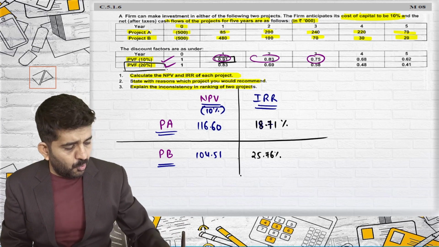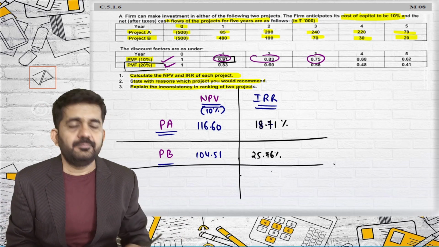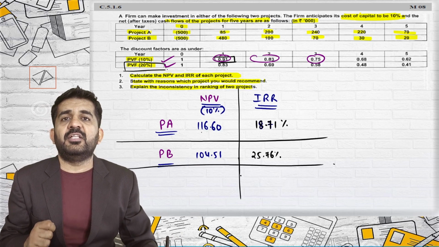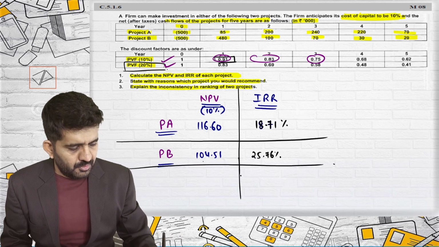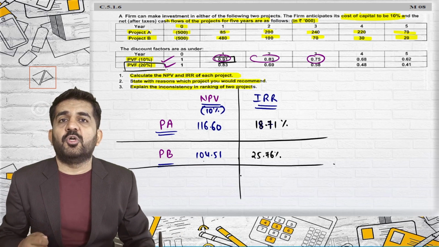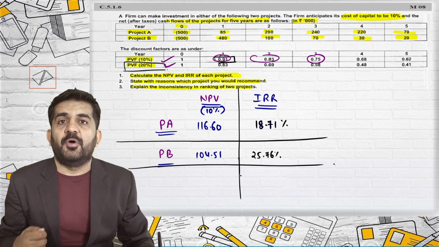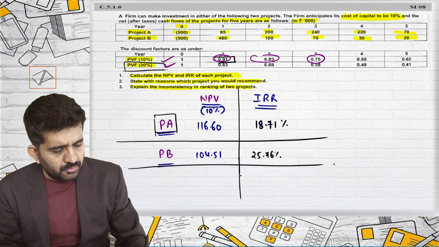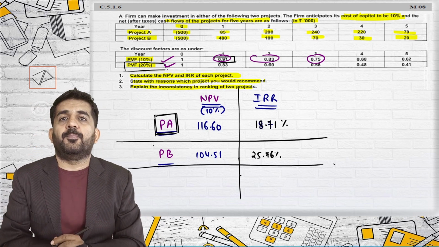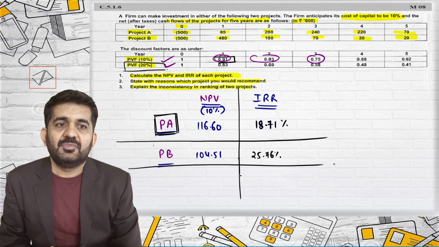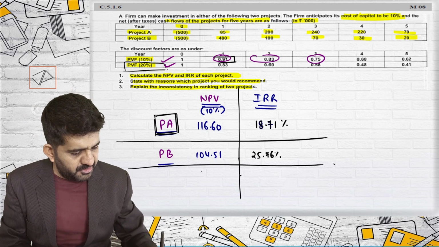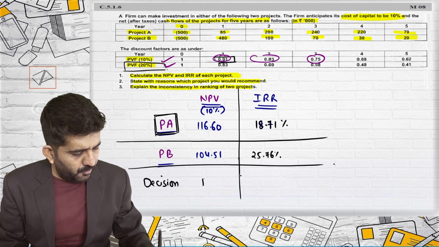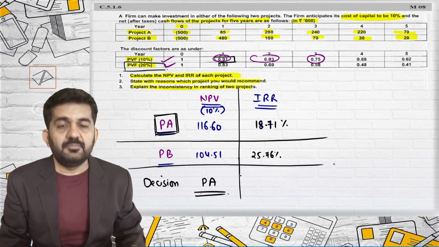Had you found out only NPV, what is NPV of project A? 116.60. What is NPV of project B? 104.51. I would have opted for project A. What will be my decision? I should go for project A.